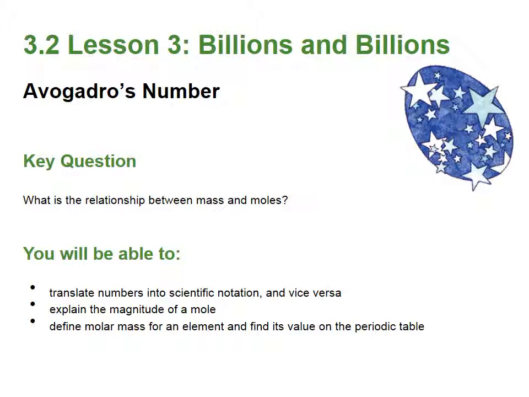The mass in grams of 1 mole of atoms of a substance can be found on the periodic table. Called the molar mass, it is the same number that represents the atomic mass, but with different units. As a result of this lesson, you'll be able to translate numbers into scientific notation and vice versa, explain the magnitude of a mole, and define molar mass for an element and find its value on the periodic table.